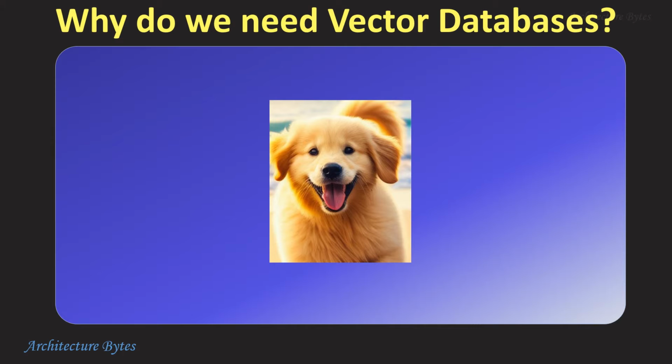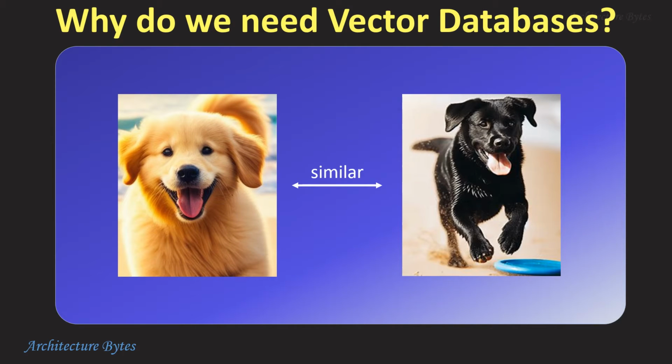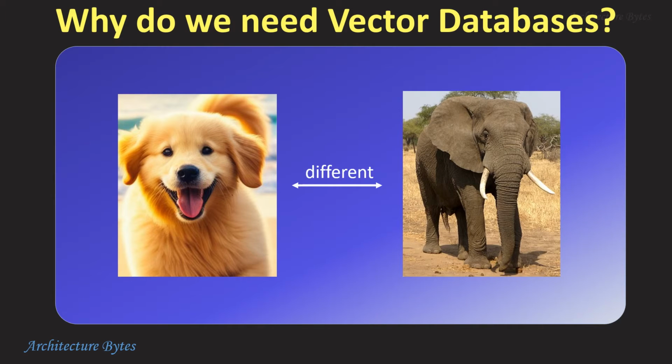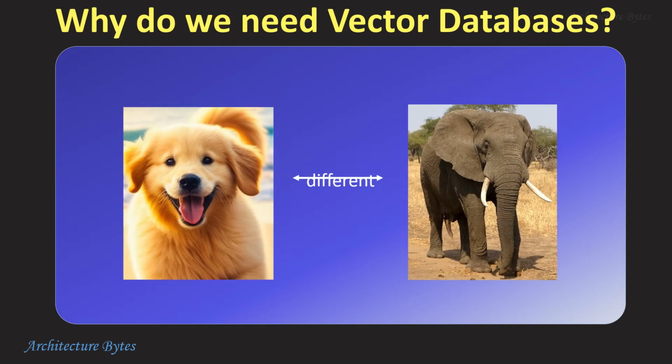Here is an image of a dog. And here are two different images of dogs. Both these images are similar. What about these two images? They are different. One is image of a dog and other of an elephant.